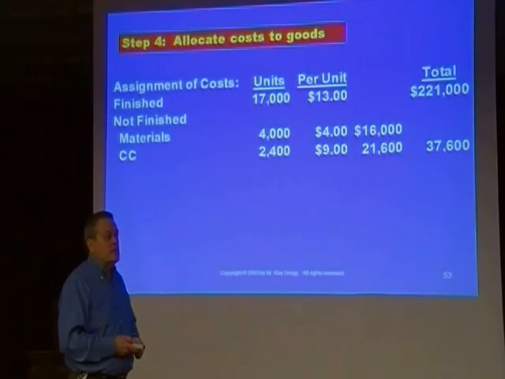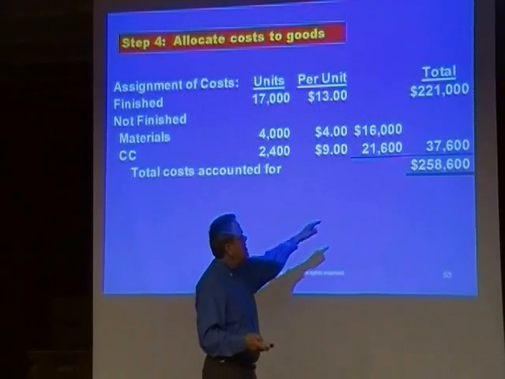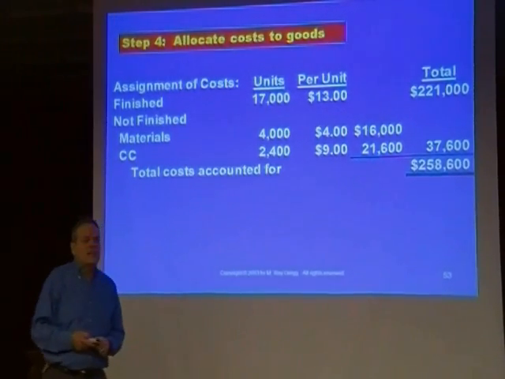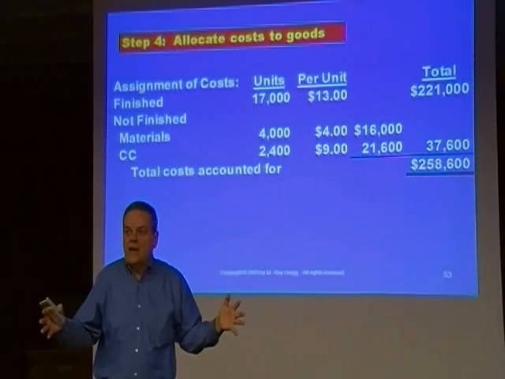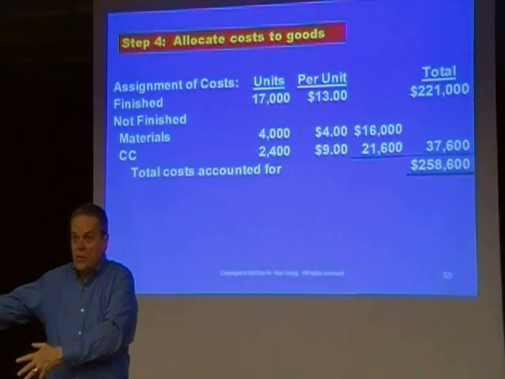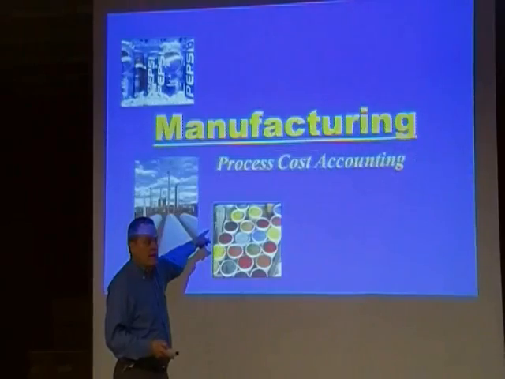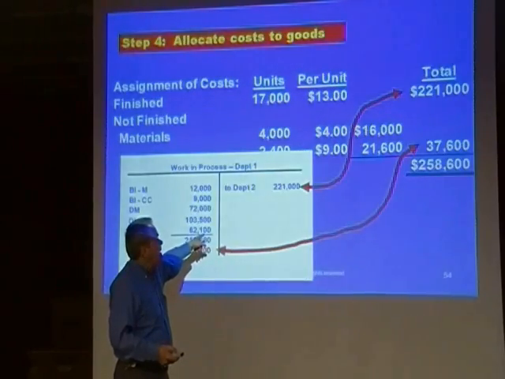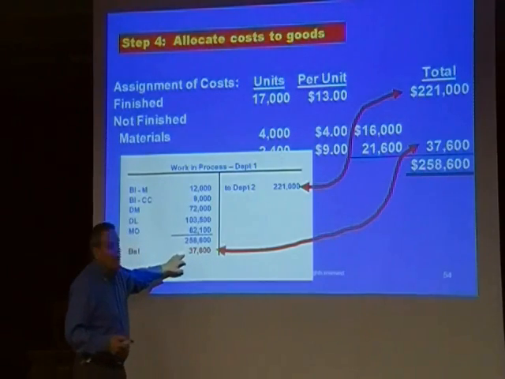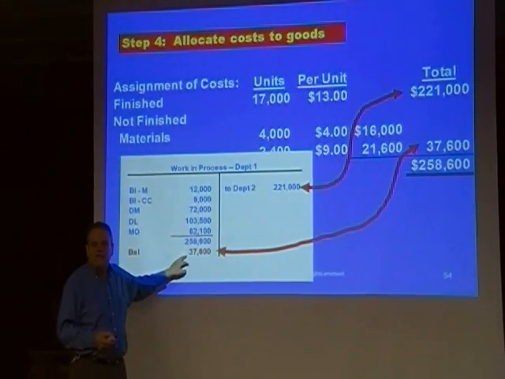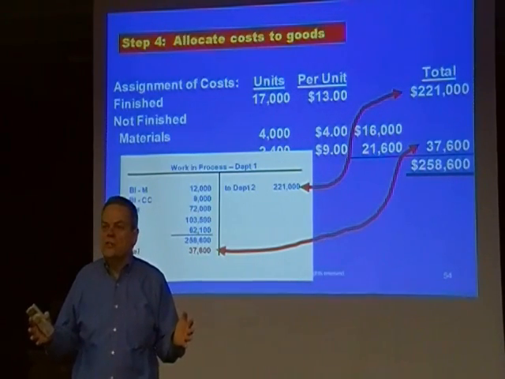So there's 2 ways to look at this. This sum, those goods finished and those goods not finished, this $258,600 is the same as the total debits in that T account. Here are the costs we were accountable for, and here's how we've accounted for them. Every penny. Or you could look at it as, if you think of the 37.6 as ending inventory, that's the same number we had for ending inventory just now. We accounted for every cost.